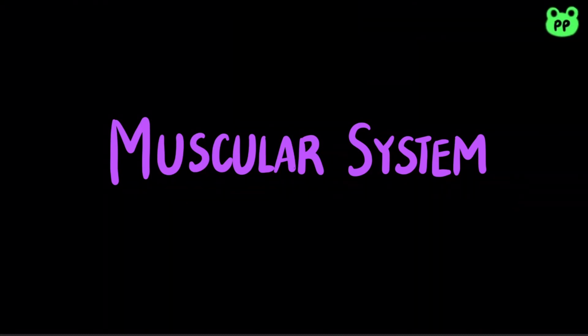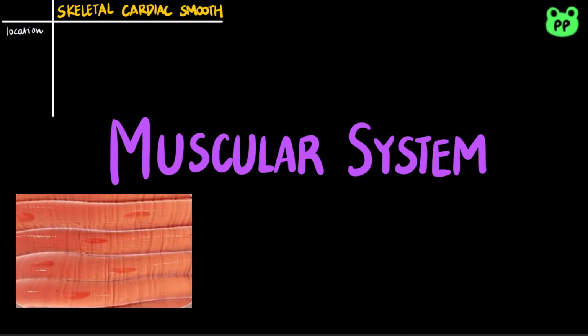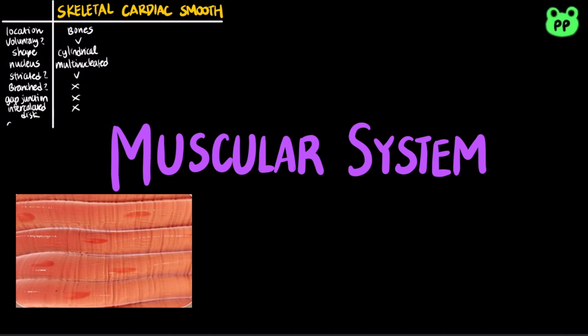Human bodies have three types of muscles: skeletal muscle, cardiac muscle, and smooth muscle. Skeletal muscles are attached to bones and allow voluntary movement of the body. It is comprised of very long cylindrical multinucleated cells that are striated and unbranched. It doesn't have gap junctions or intercalated discs, and its calcium sensor in the contraction mechanism is troponin.